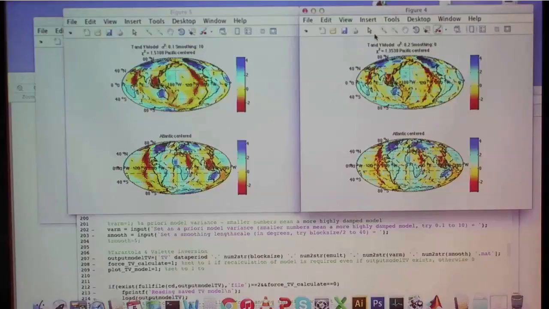Which one is better? Which model is better? Chi-square-wise, I would say they're almost pretty much the same. 1.3, 1.5, right? So you fit the data equally well. So you have two visually different models that fit the data equally well. You can either have a nice smooth structure, or you can have blocky structure, right?